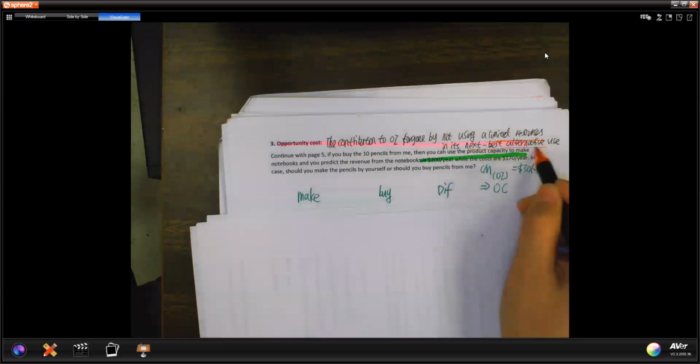If you want to take my order, you have to give up your regular order because you only have a limited resource. You only have a limited resource. And the second keyword is the next best alternative use.